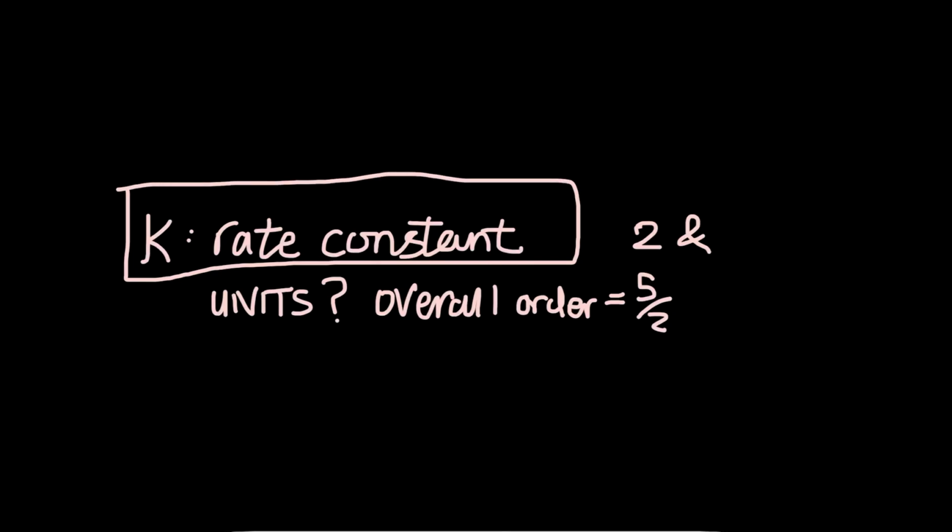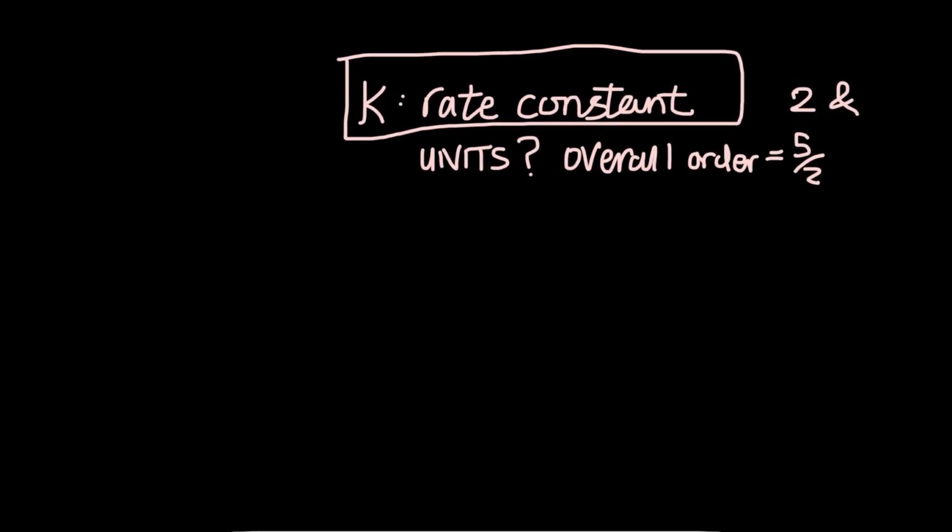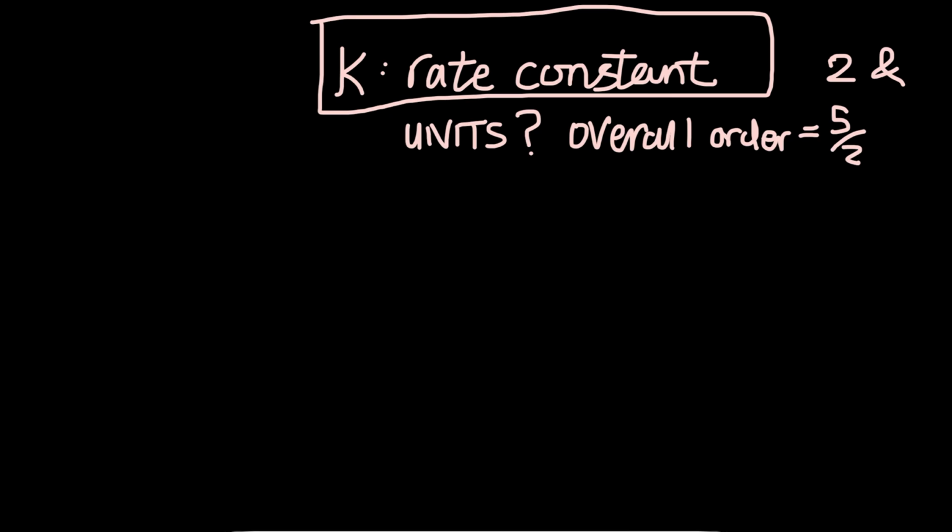Sometimes an exam question might ask you, what is a unit for the rate constant if the overall order is 2 or 5 over 2 or some other weird number? And what you want to do is not just memorize, but know how to actually get to the steps. So we'll start with our first example where we're given an overall order of 2.